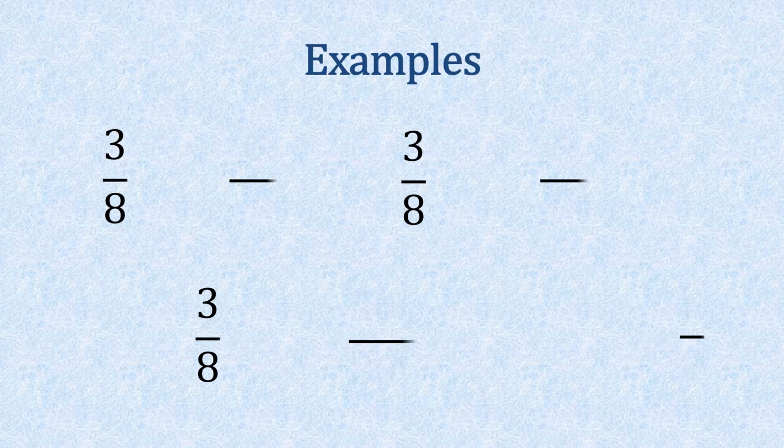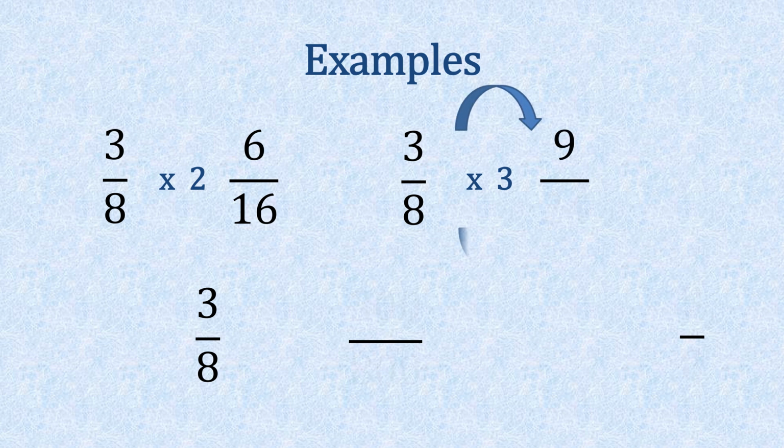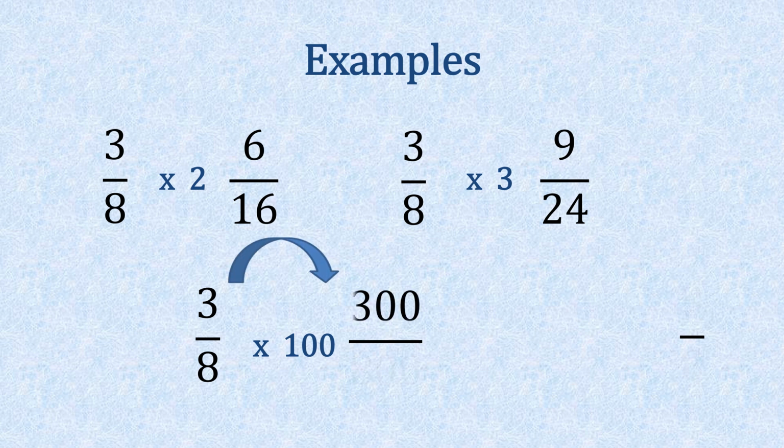So let's do 3/8. Remember, same at the top, same at the bottom. So 3 times 2 gives us 6, and 8 times 2, 16. There's our first equivalent fraction. So now we're going to times them both by 3. 3 times 3 is 9, and 8 times 3 is 24. So let's go a bit larger now. 3 times 100 gives us 300, and then 8 times 100 is 800.